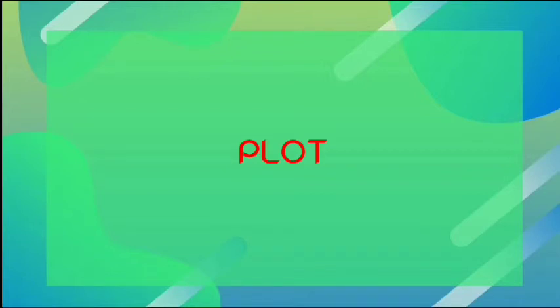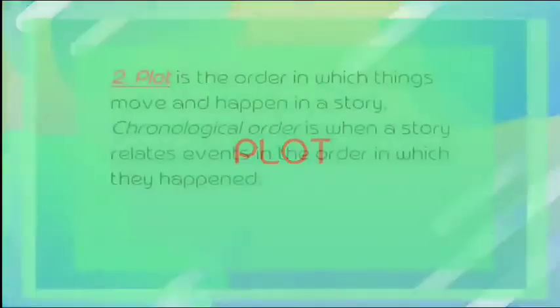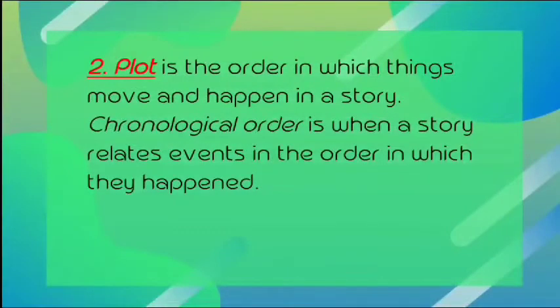Now, let us talk about the plot. Plot is the order in which things move and happen in a story. Chronological order is when a story relates events in the order in which they happened. Sometimes the order of the plot interchanges depending on the author's instinct and the author's right to go on with the story. When we say chronological, it will start from the first move until the end. There will be no flashback and no foreshadowing.